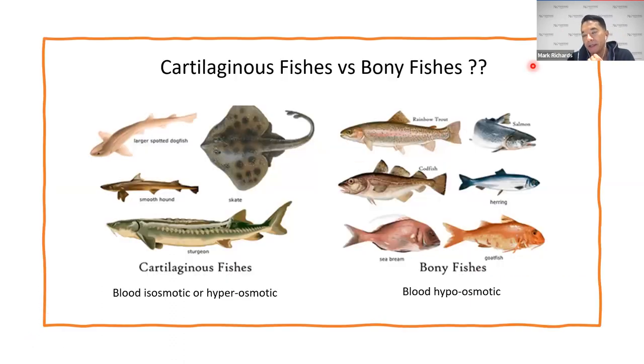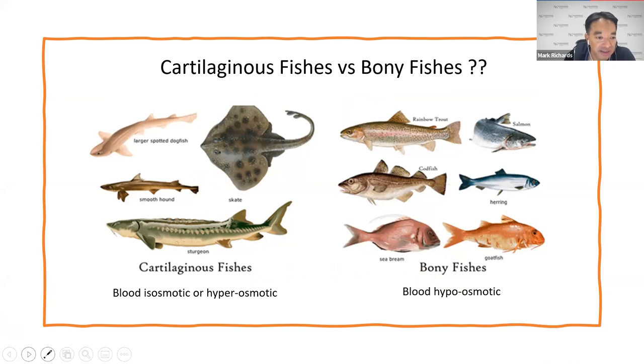The next question that we wanted to look at is whether the culture conditions that we used, which performed well for both freshwater and saltwater bony fish, could be adapted or be immediately transferable to cartilaginous fishes like rays, sharks, and sturgeon, given that the blood of bony fishes is hypoosmotic in relation to salt water, whereas cartilaginous fishes have a different osmoregulatory system. The blood in these fishes is either isoosmotic or hyperosmotic compared to seawater.